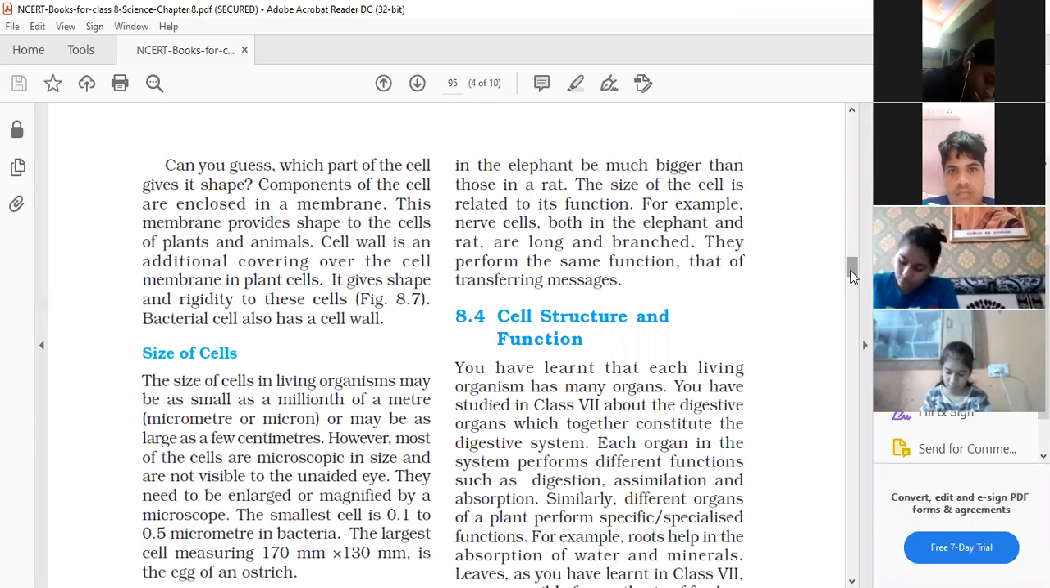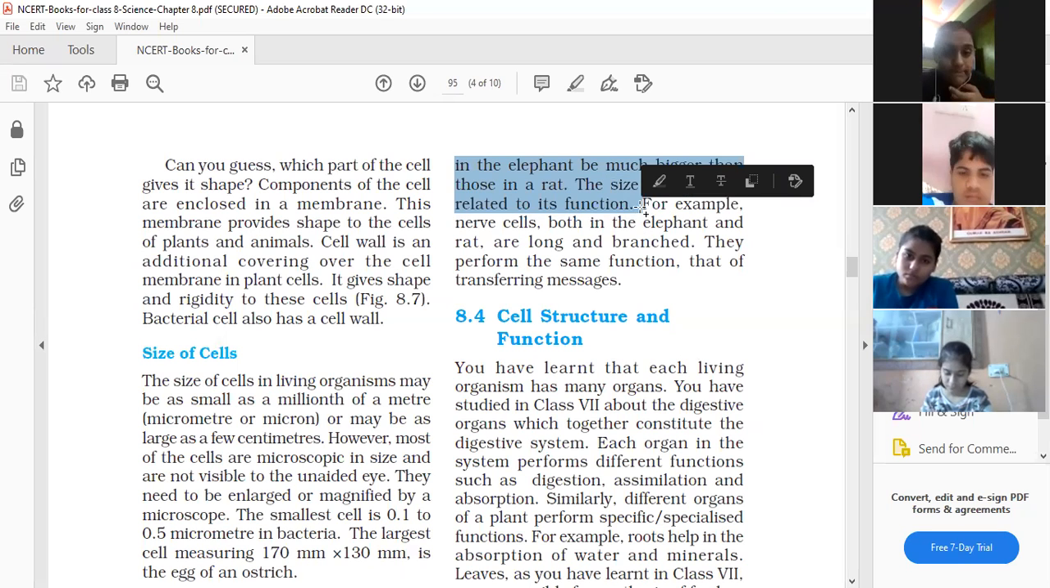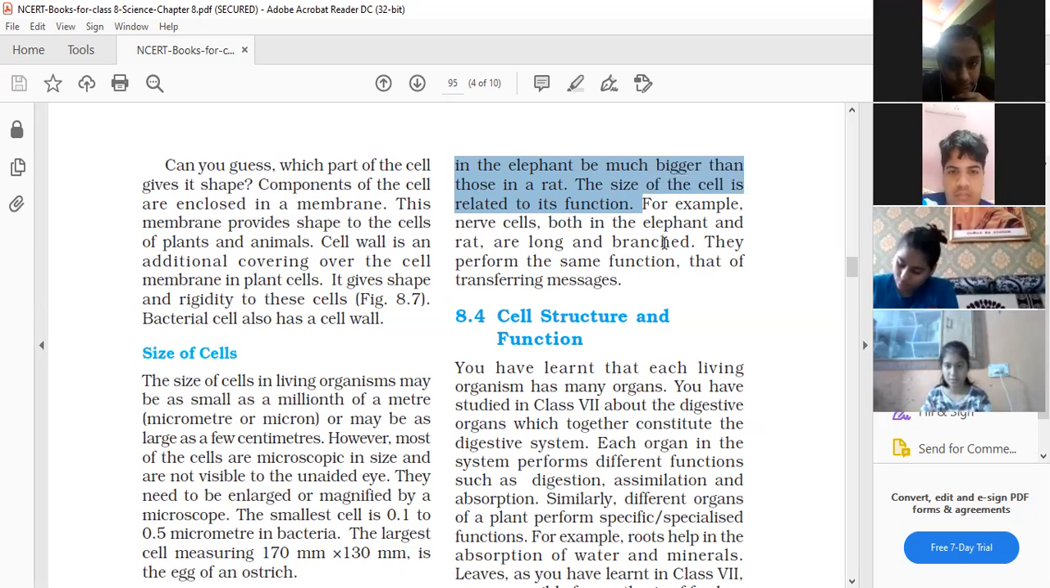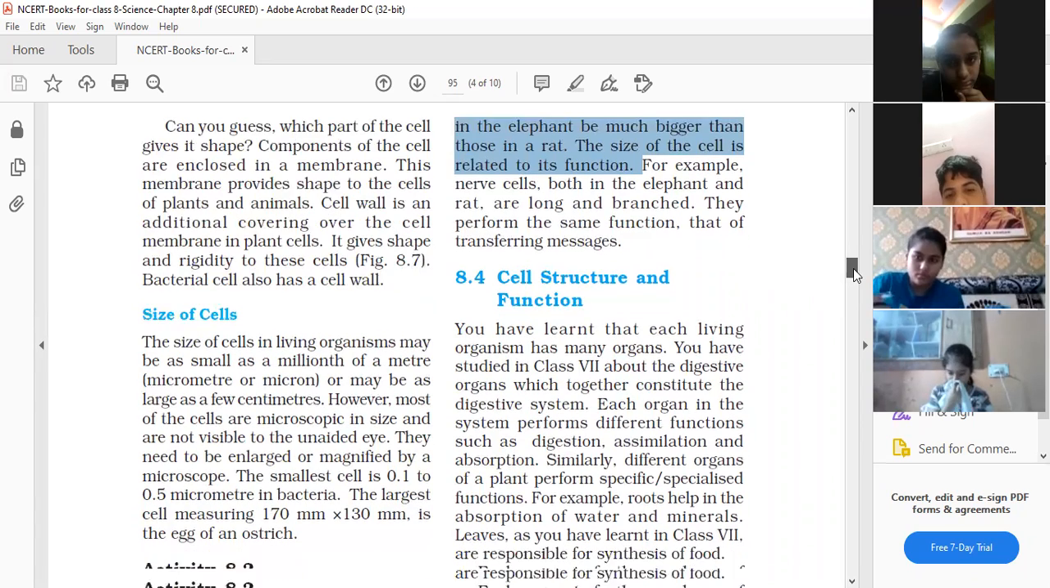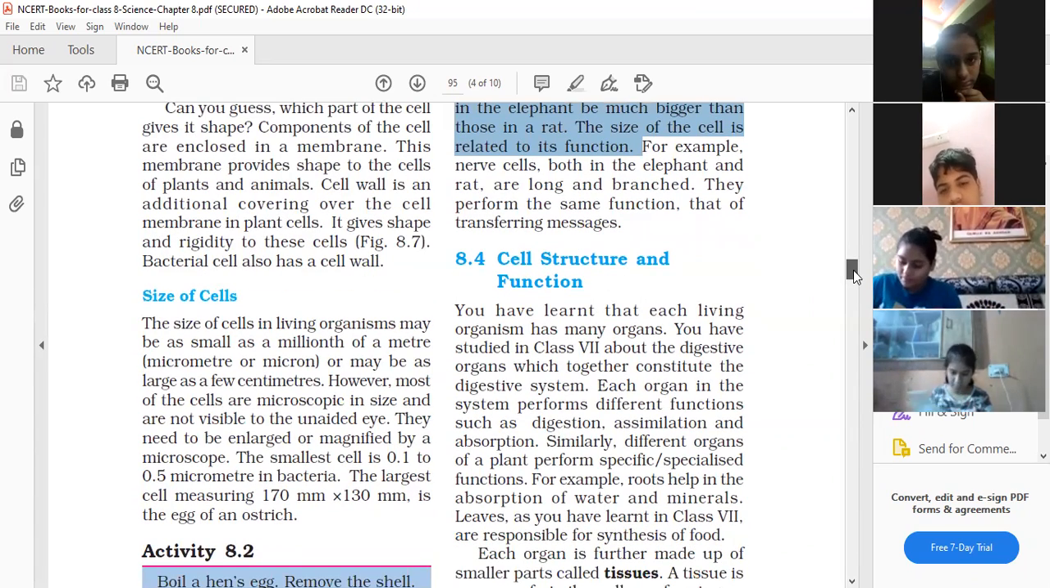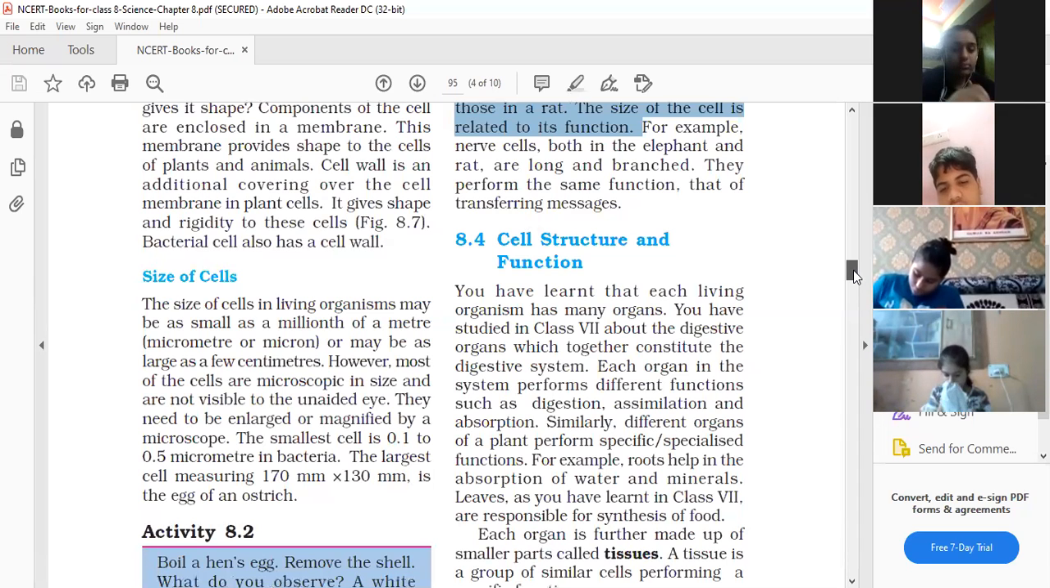So this type of question may be there. Kindly underline. The size of the cell is related to its function. The nerve cells are equal in size in both elephant and rat, long and branched, and the function is only to transfer messages. So I hope I am clear with it. If any confusion, you can ask.